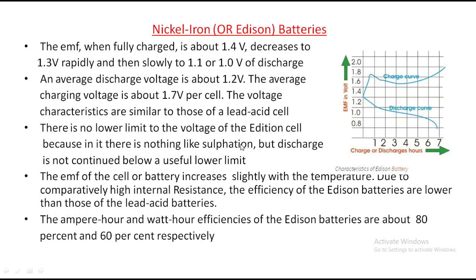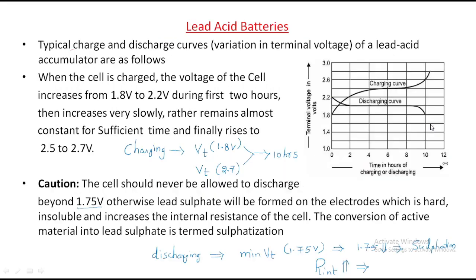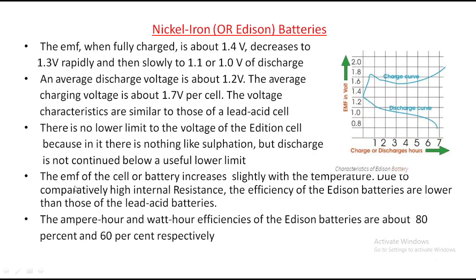Sulfation means that in lead acid batteries the internal resistance will increase, but in nickel iron batteries there is no such increase. Discharge should not be continued below a useful lower limit, but in that we have a difference. In lead acid batteries discharge is only up to 1.8 volts, but there is no such limit in nickel iron.